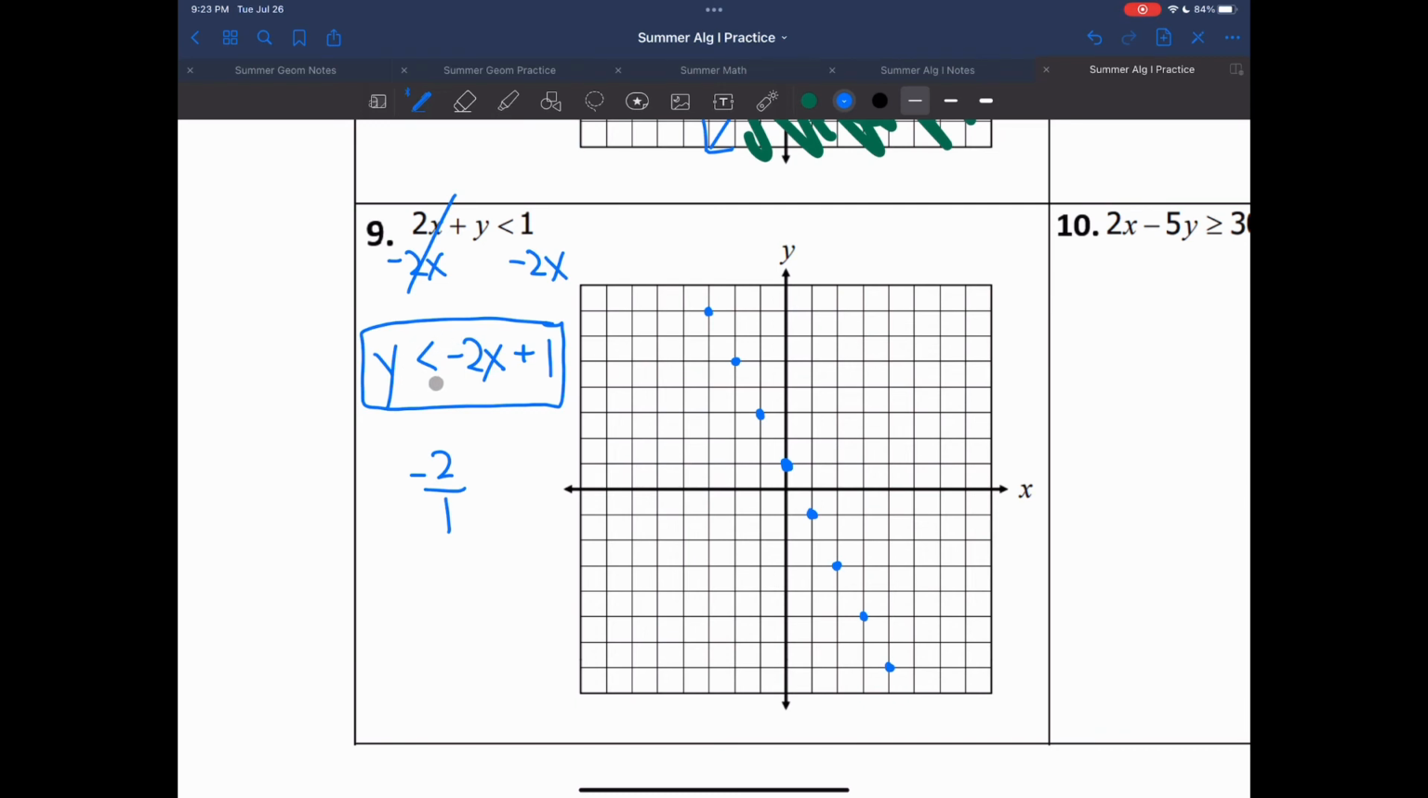Okay, this is going to be a dotted line. I don't have a solid line underneath the sign, so I'm going to carefully just sketch out a dotted line the best I can.